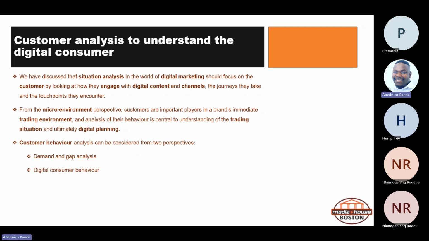Boston will be like, oh, there's a demand for higher education. Universities are flooded. There are so many entry points that are required by universities. Let's come up with this so that we can target this kind of audiences. So that would be a demand and gap analysis. Then you've got digital consumer behavior. This one will be based on the trends that are happening out there. All of a sudden, it's not because there's a demand, but it's because it is trending.